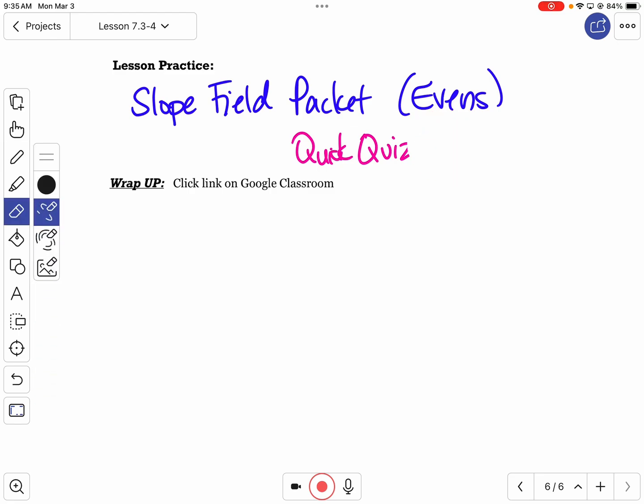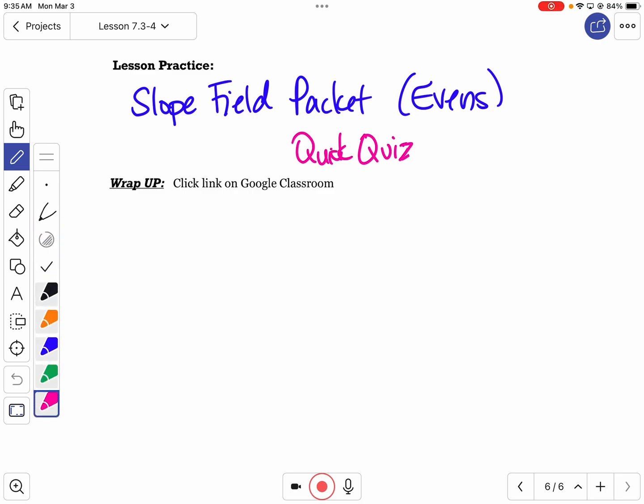You'll be given a differential equation. You'll be given slope fields. You have to match them. So it's a quick quiz. It's matching. Over just what we did today.